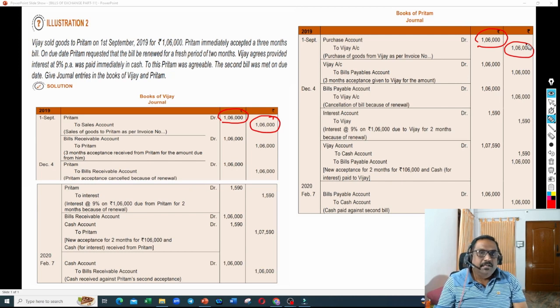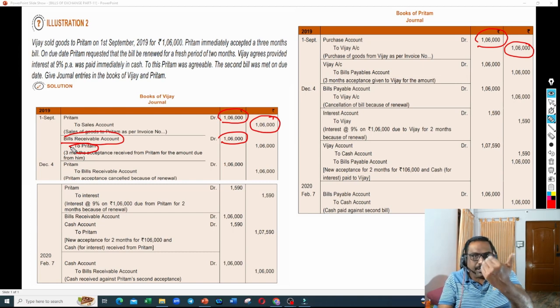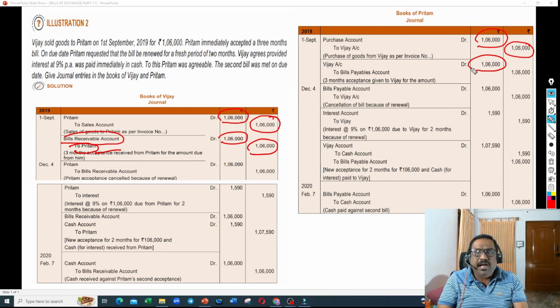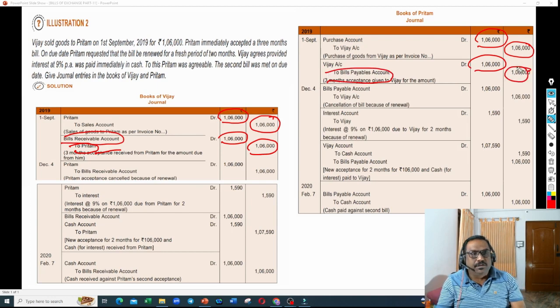Then what happened? Vijay wrote a bill on Pritham and Pritham accepted. So that will be a bills receivable account debit. The bill is an asset for him. So we are debiting bills receivable, and Pritham account is the giver. Bill is accepted by Pritham and given to Vijay. So Pritham account we have to credit. Similarly, in Pritham's books, Vijay account to debit 1,06,000 because Vijay is the receiver, and bills payable is a liability for him. So bills payable account is credit 1,06,000. So now the bill has been drawn.